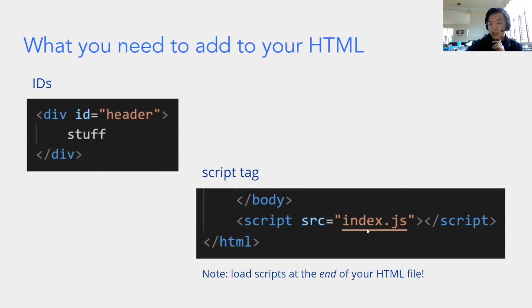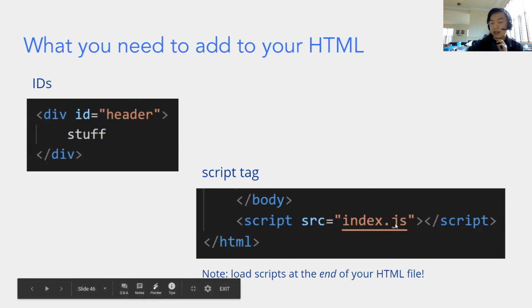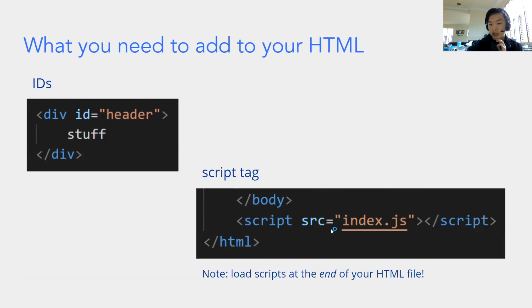This index.js is the name of the JavaScript file, the JS file, that contains our code. We'll talk about what sort of code goes in there, but make sure this is in the same directory and contains the code that you want. So it's this sort of tag: script, source equals file name. So once we've done this, what can we do?